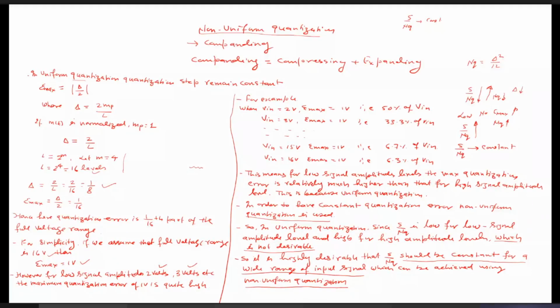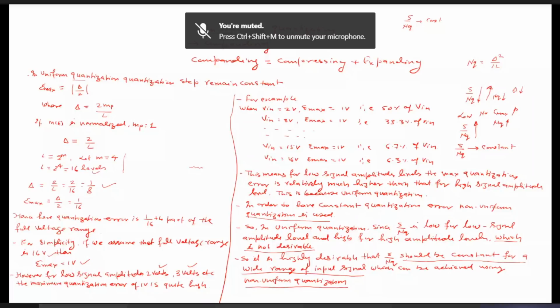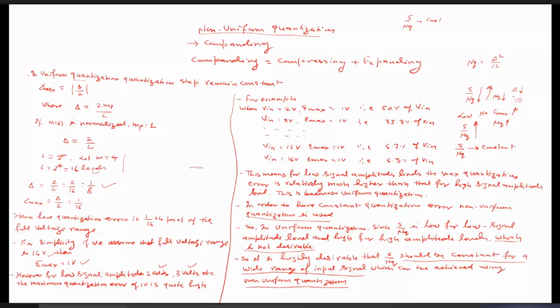So how can we decrease this delta? Delta is the step size. So we can decrease this delta by taking a large number of quantization steps at low amplitude. If we take a large number of quantization levels at the low amplitude, then this delta, the step size, will decrease. And if this delta decreases, the quantization noise will decrease, and ultimately the signal to noise ratio will increase.